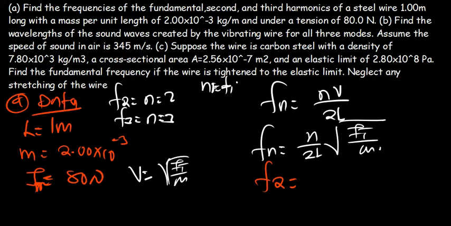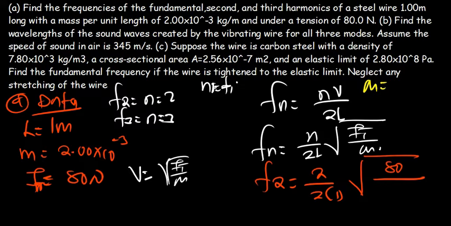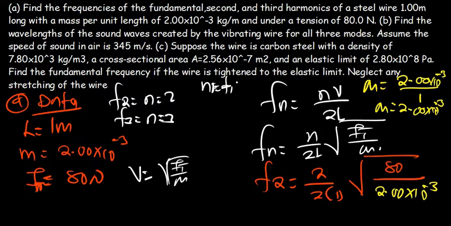So for the second, n is equal to 2, the length is 1, and the tension force is 80. Then mu, how can we find the mu value? Like I said, the mu value is given by the mass divided by the length. So the mass is 2.00 times 10 to the power negative 3 divided by 1. So we end up having the same 2.00 times 10 to the power negative 3.